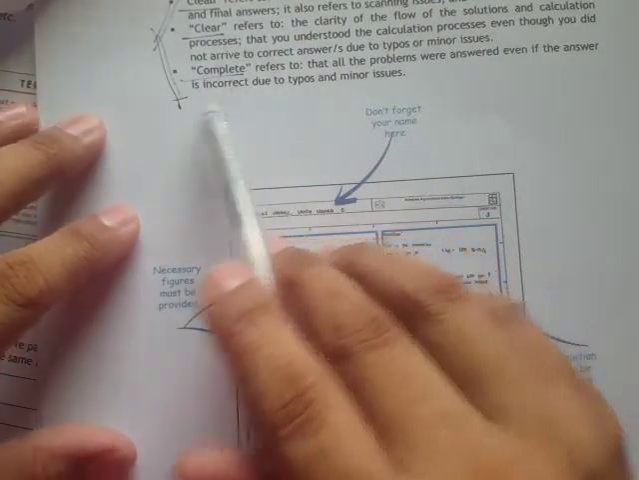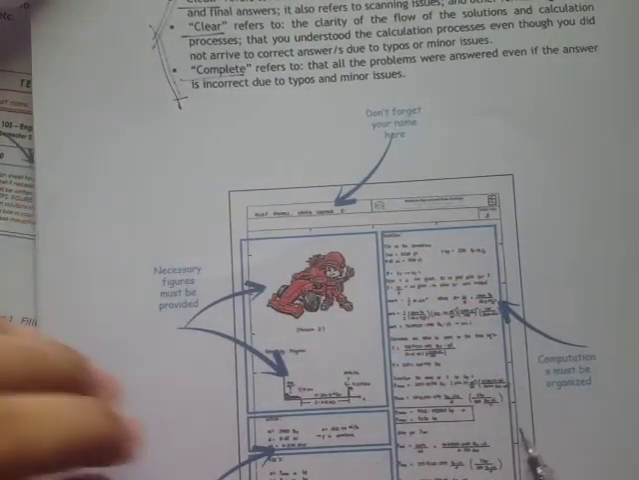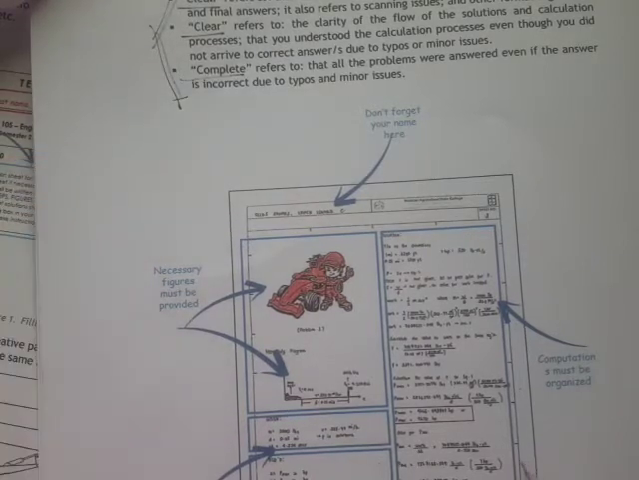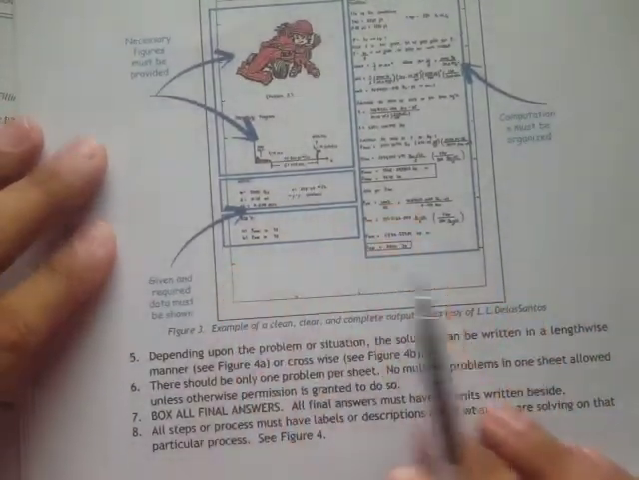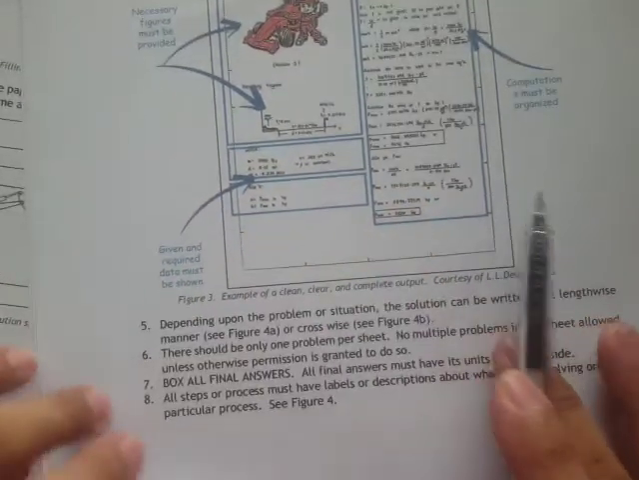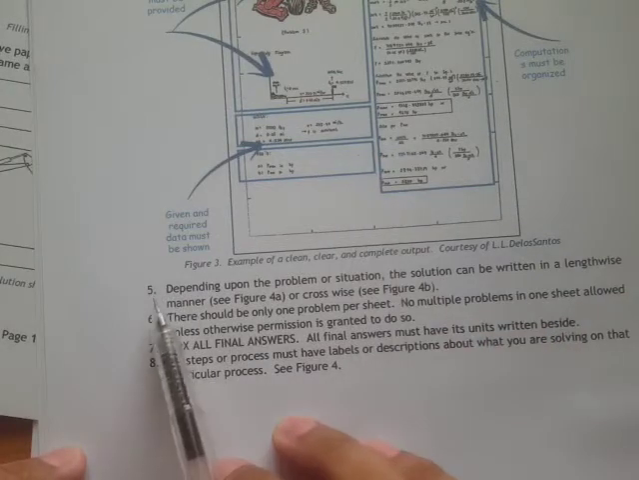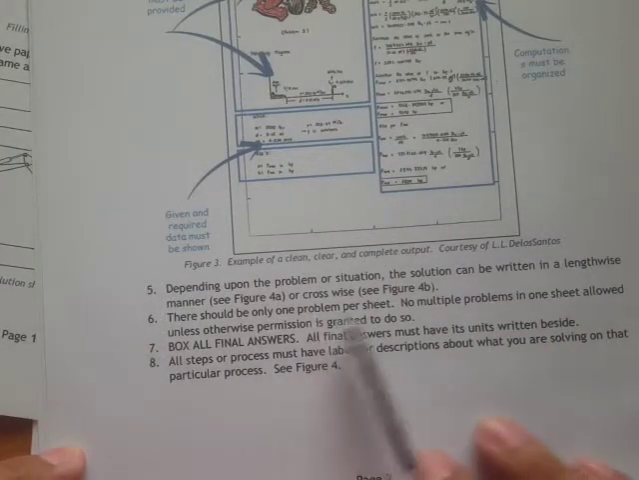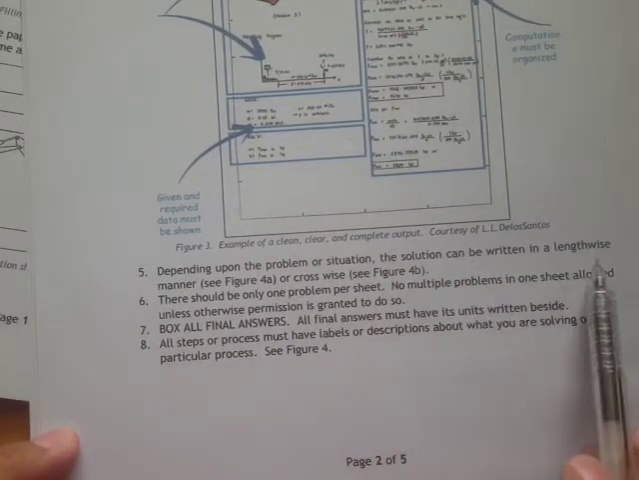Now the complete refers to all problems being answered even if the answer is incorrect due to typos and minor issues. It's all there in our solution guidelines. Another one, the next one is number 5. Depending upon the problem situations, the solution can be written in a lengthwise manner or crosswise.